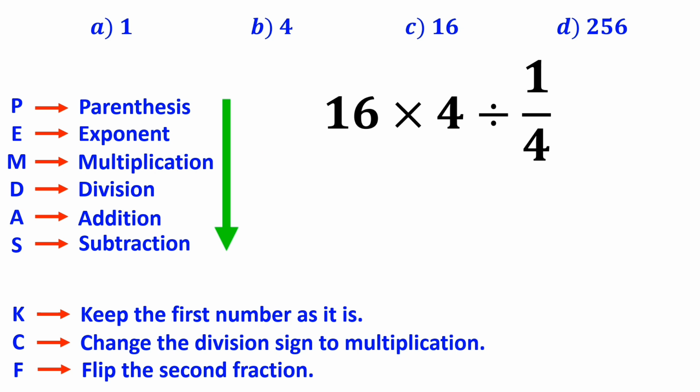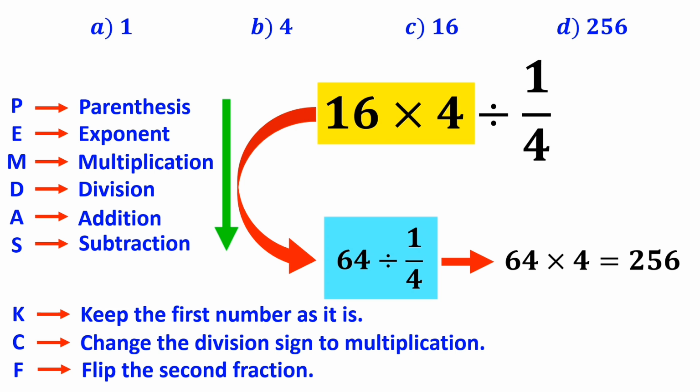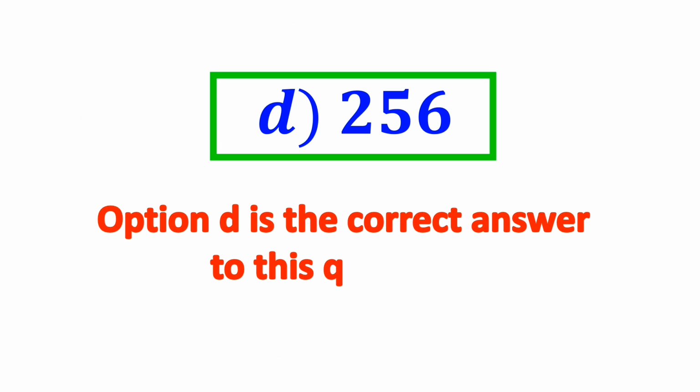In the next step, we multiply 16 by 4, which simplifies it to 64 divided by 1 over 4. And finally, in the part highlighted in blue, we again apply the KCF rule. So, we write it as 64 times 4, which results in the final answer 256. Therefore, option D is the correct answer to this question.